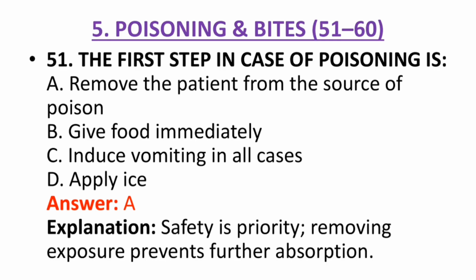The first step in case of poisoning is option A, remove the patient from the source of poison. Option B, give food immediately. Option C, induce vomiting in all cases. Option D, apply ice. The correct answer is option A. Safety is priority. Removing exposure prevents further absorption.